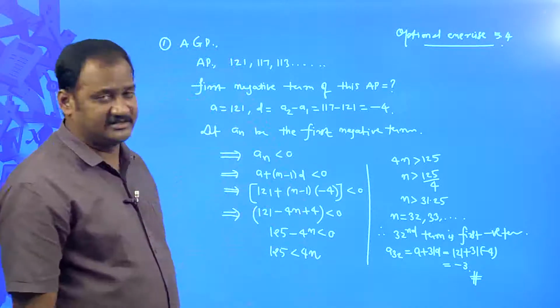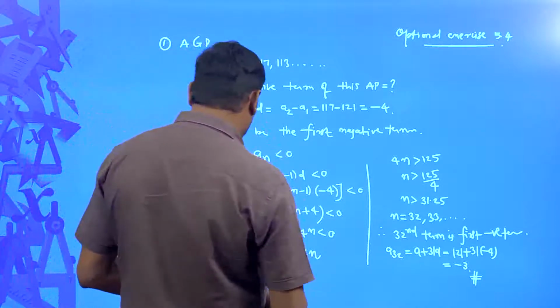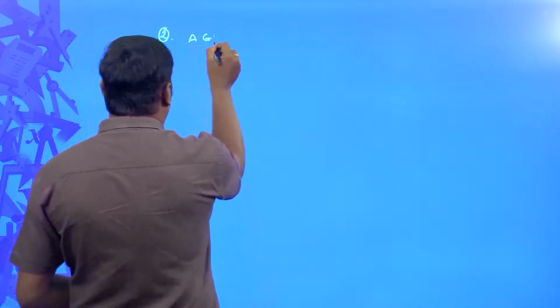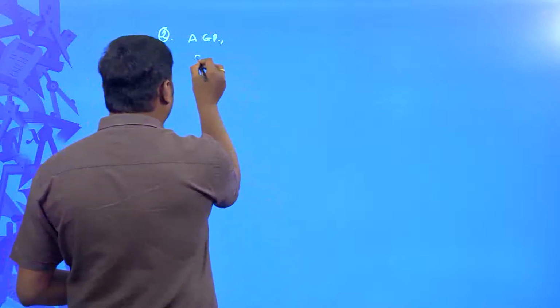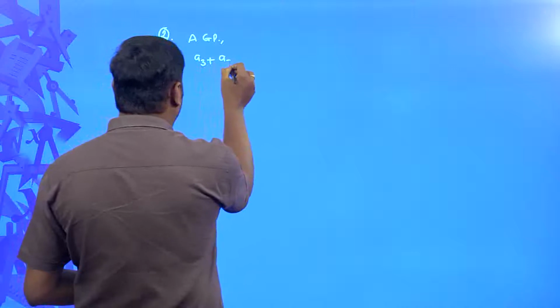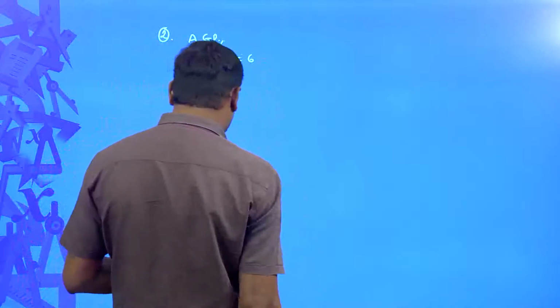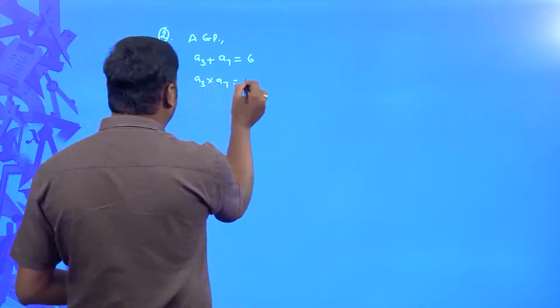So, hope you understand how to answer this. These are very important problems as well as interesting problems also, right. Coming to the next problem in this 5.4 exercise, I am going to read it out. The problem is: the sum of the third and seventh terms of an AP is 6, which means A3 plus A7, and their product is 8. Their product means A3 into A7 is equal to 8.